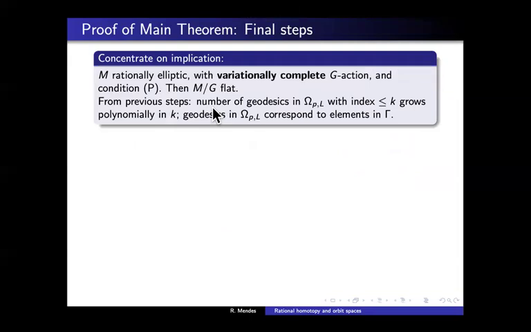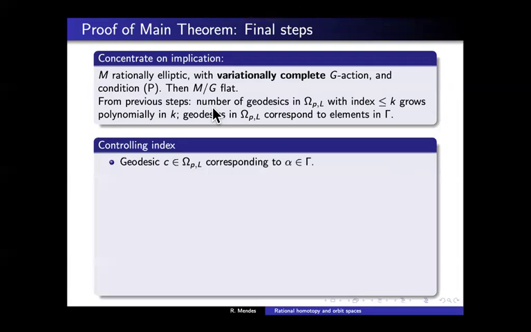And for the previous steps, we have control on the number of geodesics of index at most k. That's a polynomial in k. And then we also have that these geodesics correspond in a natural way to elements in the group gamma, that discrete reflection group gamma. Okay. So how do we control the index?